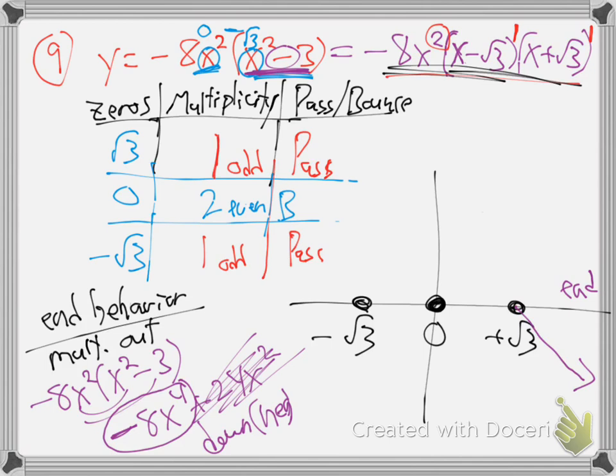Now let's work our way backwards. These guys are passers through. This is a pass through and a pass through. This guy's a bouncer, huh? So what's going to happen? It'll pass through. It's got to come back here. Bounce. Pass through. It's a big M. It's the golden arches. It's a McDonald's graph. There it is.